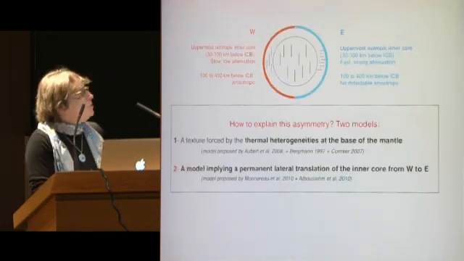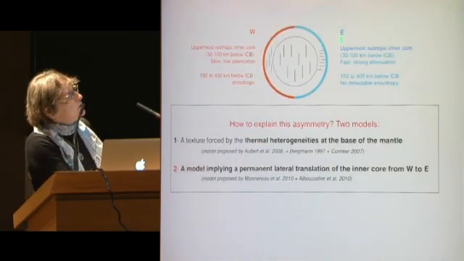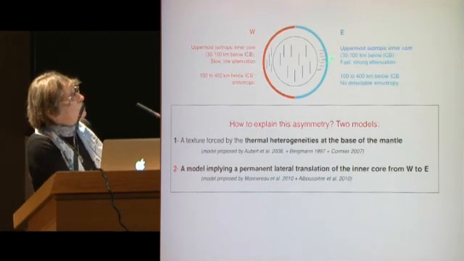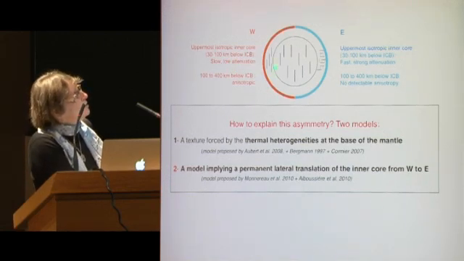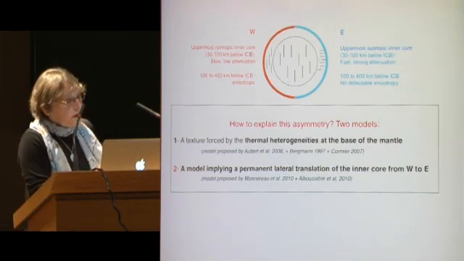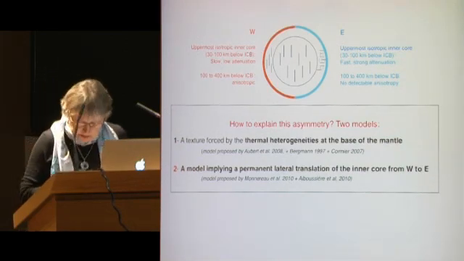So, to summarize, it's what I just showed before: the difference between the Western and Eastern Hemisphere for the uppermost isotropic layer and for the anisotropic structure. And the question is now how to explain that.